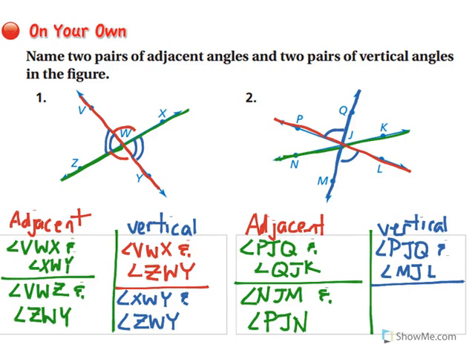There's one set. And I'm going to use red for the other one. And we'll say, I'm going to do blue to green. So I'm going to say QJK. Angle QJK. And angle NJM. Okay, these two are vertical. There's others to choose from, but I just want to give you a couple. Let's move forward.